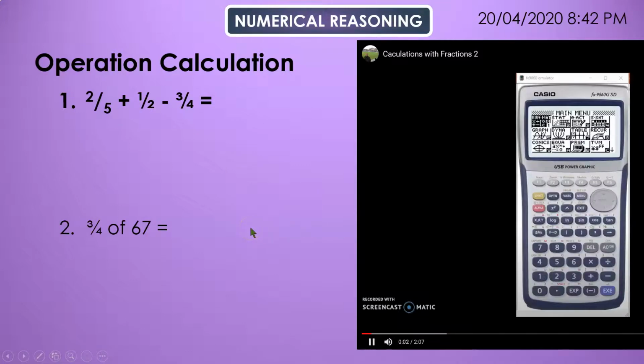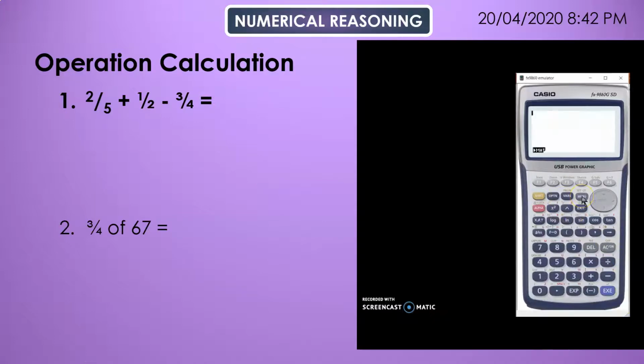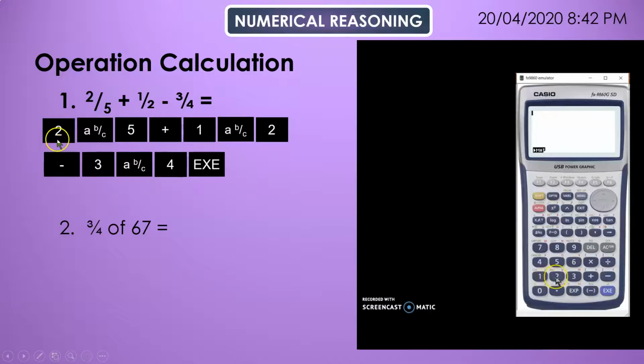So this is calculator operations with fractions. So if we take a look, we're going to do the calculation 2/5 plus a half minus 3/4. So 2/5, 2 ABC 5 plus 1 ABC 2 for a half minus 3/4, which is 3 ABC 4. Okay, we hit execute and we end up getting 3/20.